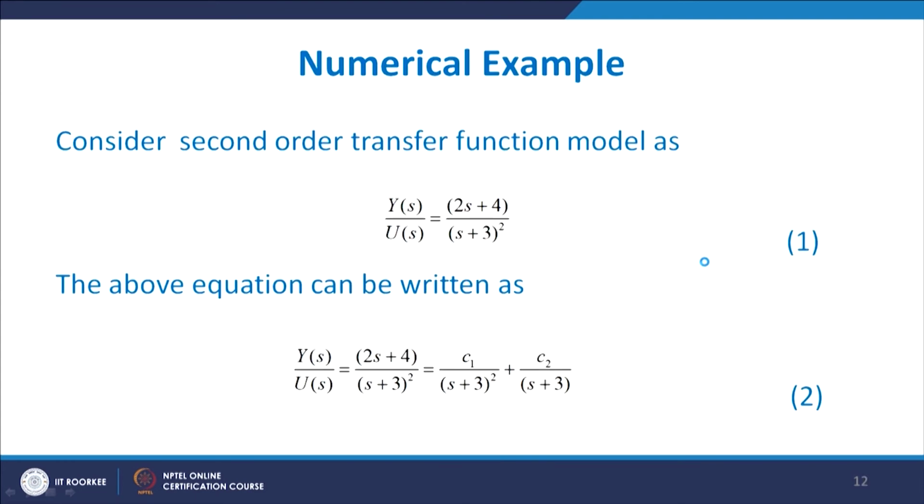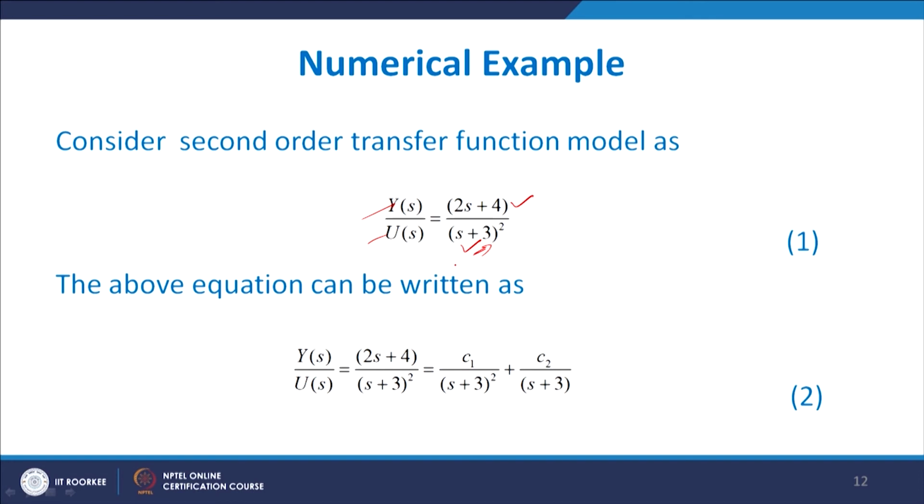So, all theory we have seen. Now we solve one example, a very simple example. Here I have taken Y(s)/U(s) equal to (2s plus 4) divided by (s plus 3) whole square. So, how to solve this problem? As I told, this has a repeated pole, (s plus 3) whole square.